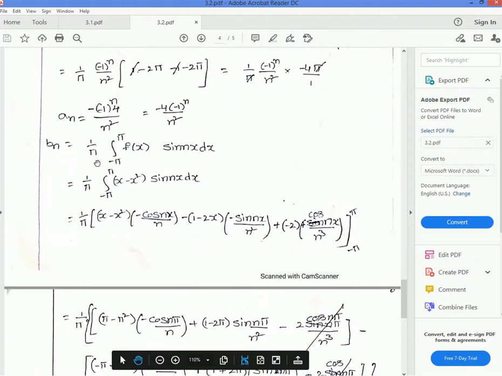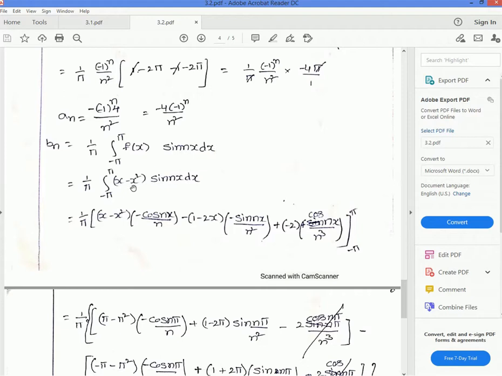Similarly the b n value. What is b n? 1 by pi, integral from minus pi to pi of f of x into sin n x dx. f of x is x minus x square. Again use the same formula, the UV rule. x minus x square is u and sin n x is v. u into v1, the integration of sin, is minus cos n x by n, minus 1 minus 2x, the derivative of x minus x square, and v2, the integration of v1, cos n x integration, is sin n x by n square, plus u double dash, the derivative of 1 minus 2x, is minus 2, and the integration of sin is minus cos. So minus plus cos n x by n cube.